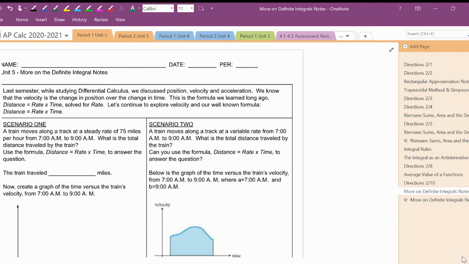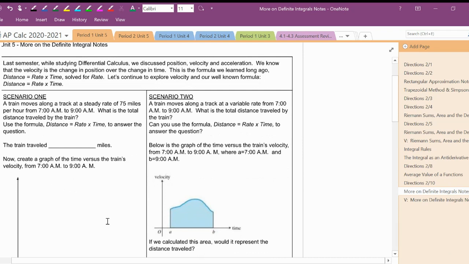So we have our first scenario. A train moves along a track at a steady 75 miles per hour from 7 a.m. to 9 a.m. What is the total distance traveled by the train? We can do this the old-fashioned way. Distance equals rate, 75 miles per hour times 2 hours. Our hours divide out, and we get 150 miles.